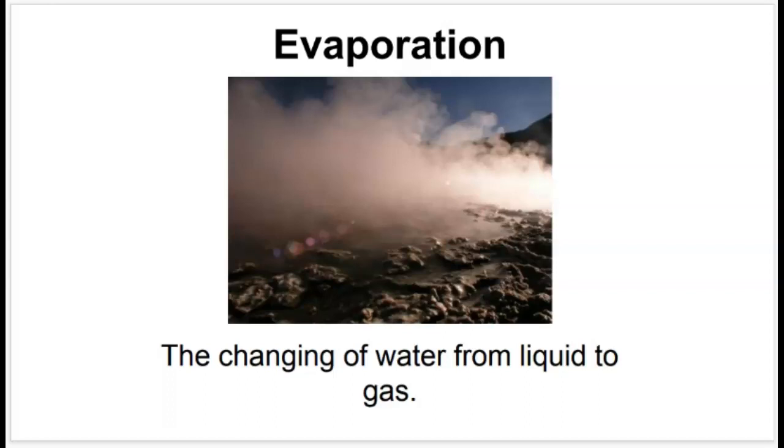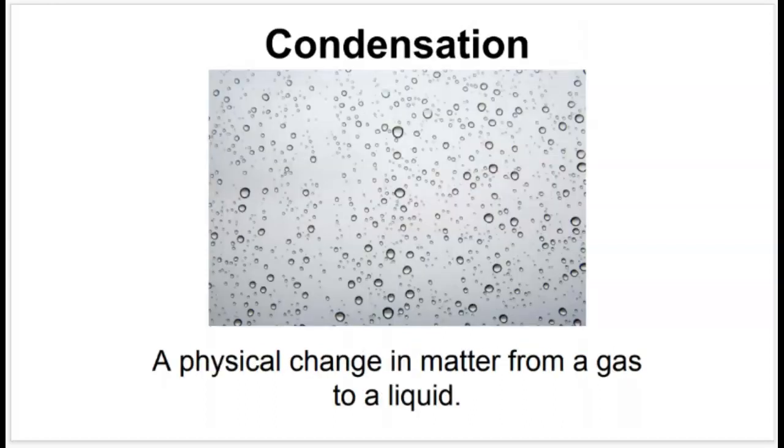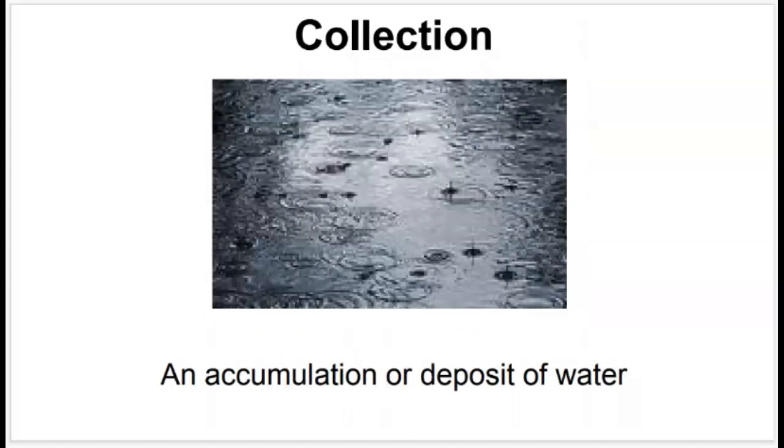So think about whenever you're making mac and cheese or boiling pasta and the water gets so hot that it forms the steam that comes from the pan, that's evaporation. Then condensation. It's a physical change in matter from a gas to a liquid. Think about whenever you go outside on a summer morning, whenever maybe it's a little chilly and you see water droplets on the car and it didn't rain, that's condensation. Or it gets cool enough that water that's in a gas form changes to liquid. Then collection, an accumulation or deposit of water.